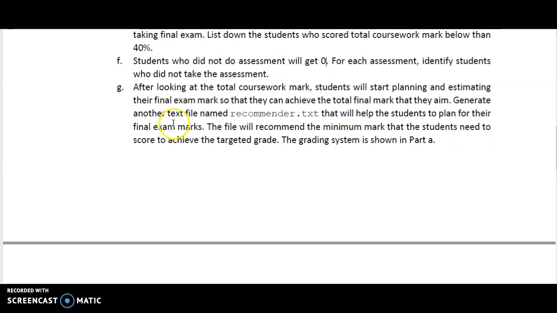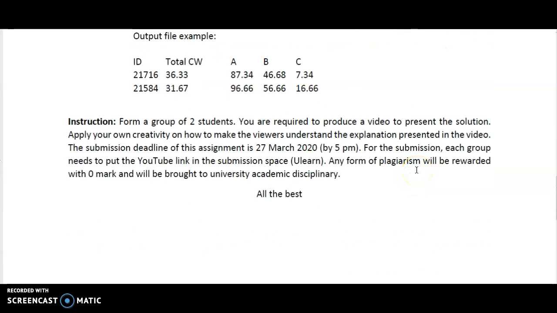Okay, and then after that we have to generate another text file, namely a recommender. Here is to see those students who are aiming for a specific grading, such as A, B, C. Let's say my current coursework mark is B, but I'm aiming for A. So there are several formulas to be done to actually help us to gain the percentage of how many percent that we can achieve to get the specific grading that we wanted.